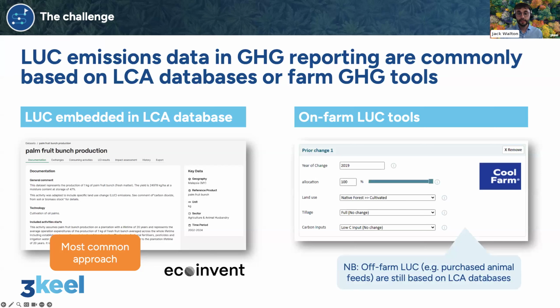The second approach you can take is when you have on-farm level data about the land use change event, including what type and when it occurred. You can use a farm carbon calculator such as the Cool Farm Tool to estimate those land use change emissions. And just to note here that off-farm land use change, i.e. that from purchased animal feed, where you don't have farm level information on the land use change, will use an LCA database like on the left. To use a farm carbon calculator, you need farm level information. Hence, the most common approach is using land use change embedded in databases.